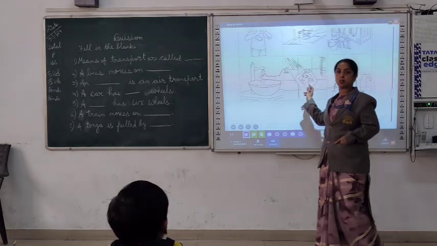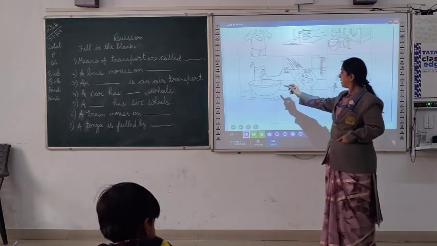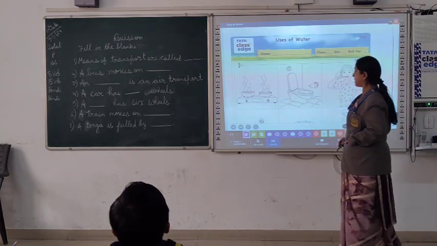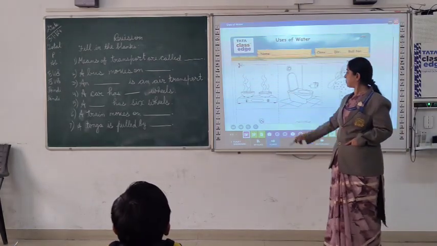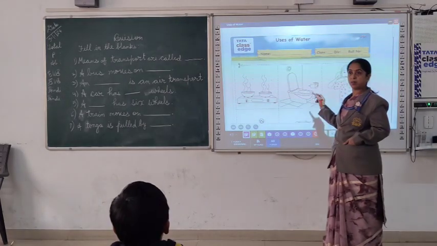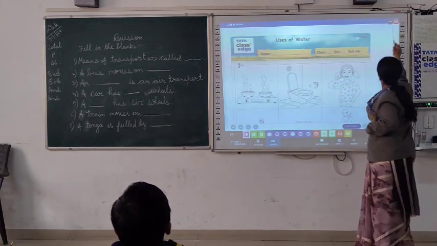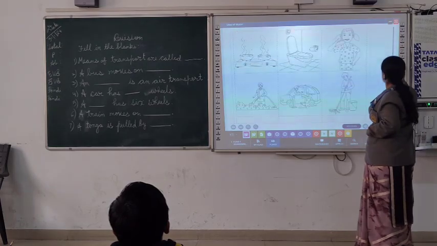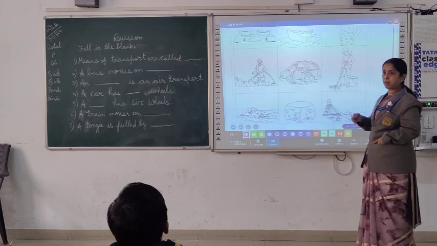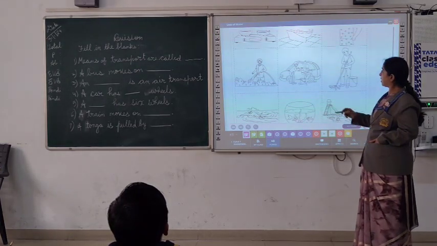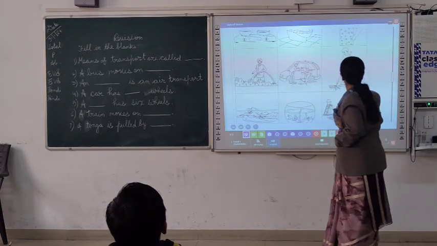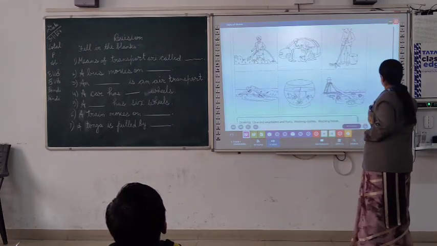Then you can see this boy, he is taking a bath. This person is washing hands. Some more activities in which we need water. Cooking is going on. When we freshen up, we need water. For brushing also we need water. To clean the floor, when we are mopping the floor, we need water. We need water to water our plants, to wash our car.